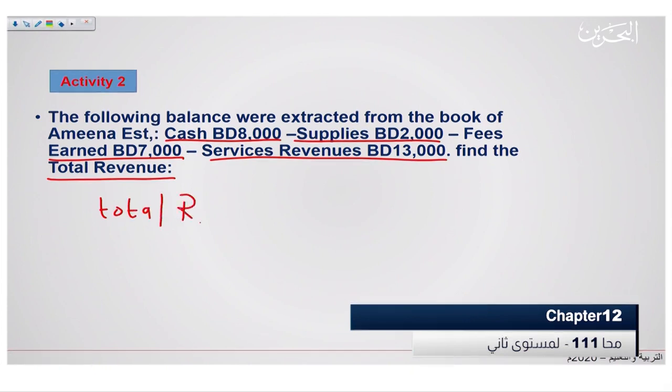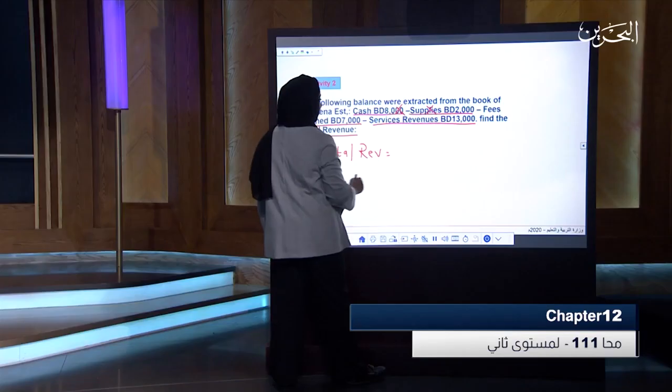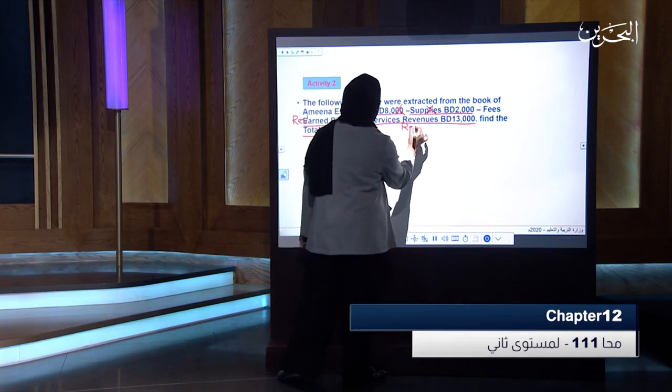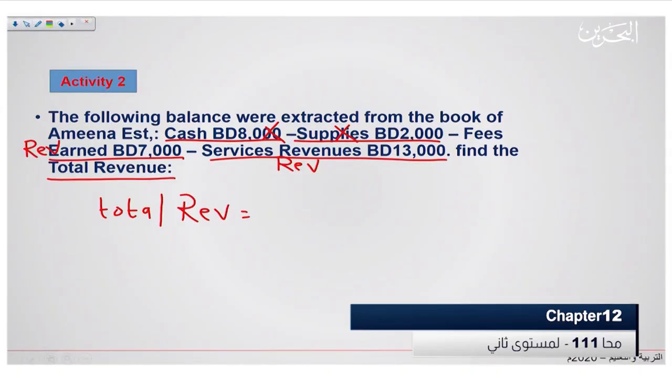So I will eliminate now anything not related to the revenue. So I will write down here total revenue, and I will go back to my question to classify what I have. Cash is not a revenue. Supplies is not a revenue, so I will not use them. Fees earned is a revenue. I will use it. Service revenue is definitely a revenue, so I will use it.